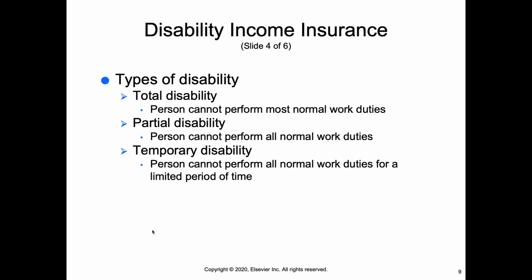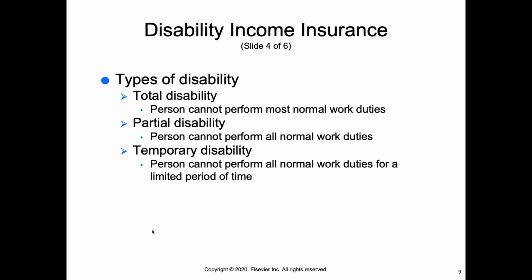There are 3 types of disability, and these dovetail really well with what we learned back in workers' comp. They don't have non-disabled, which is what the first level was in workers' comp. But they do have temporary disability, same as in workers' comp. This means that the person cannot perform all the normal work duties for a limited period of time. It's temporary.